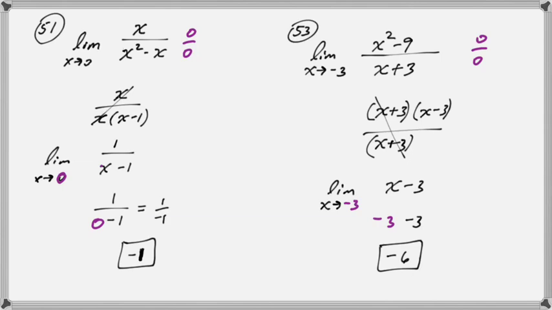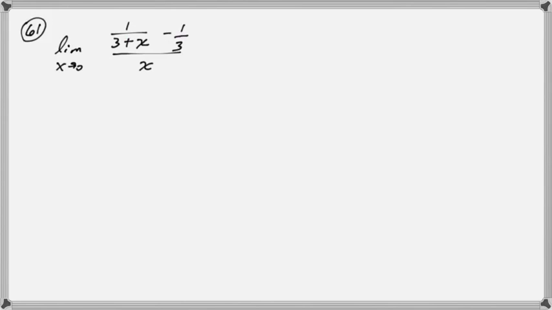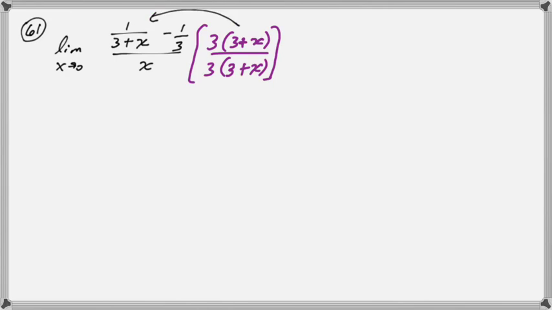Now there's common denominators, there's rationalizing. I'm going to attempt to do one of each, but the next one is a common denominator. You can always find a common denominator, like in 61, by multiplying the 2 denominators together. So that gives me 3 times 3 plus x. Again, you want to multiply by a fancy form of 1 so you don't change the value. When I multiply here, the 3 plus x's cancel, leaving me 1 times 3.